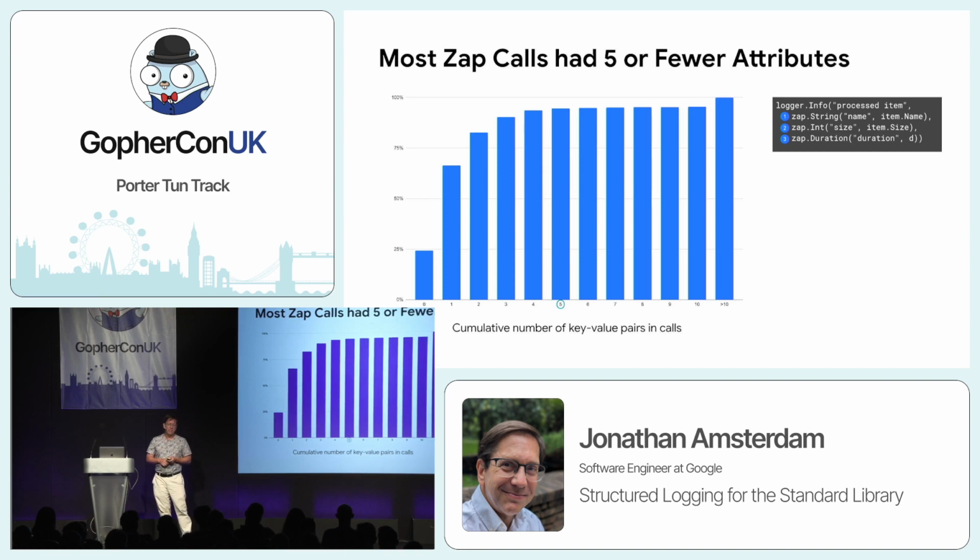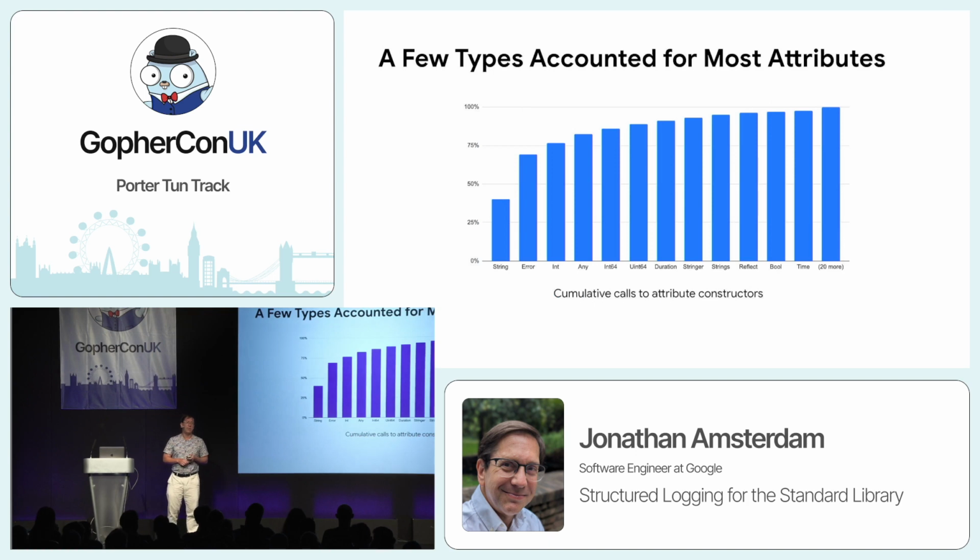I was also curious about the types of attributes. Zap has 32, and I didn't really want to put 32 different types of attrs into the standard library. So as you might guess, there's a similar cumulative histogram here, where once you get to about 8 types, you've pretty much covered everything, and the rest is sort of noise. So slog has only about 8 of these constructors for attrs. And then there's a constructor called any, which lets you put anything you want in there.